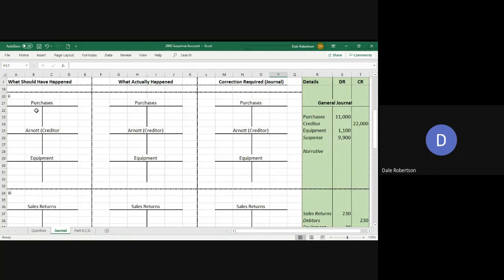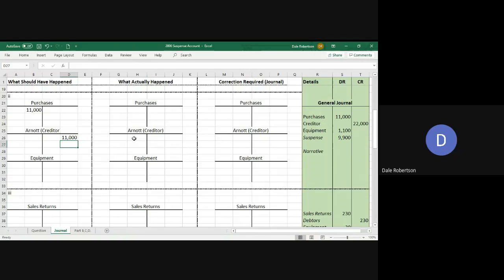If it is a purchase, it should have gone in the purchases account, €11,000, and it should have gone in creditors on the credit side, €11,000. This is what should have happened. This is the place where our transactions make sense. Now, however, what actually happened made no sense at all.